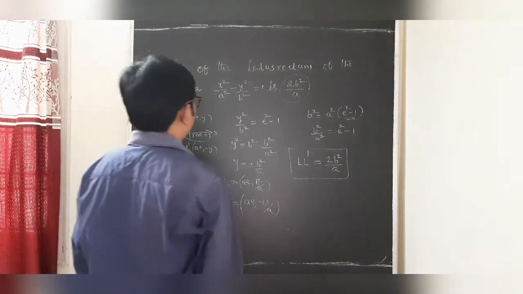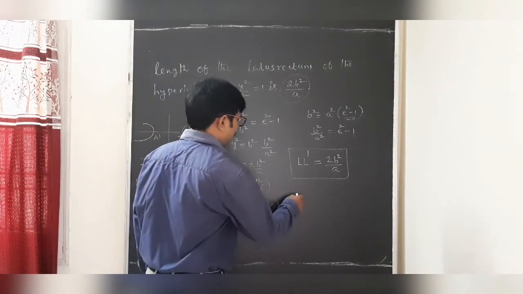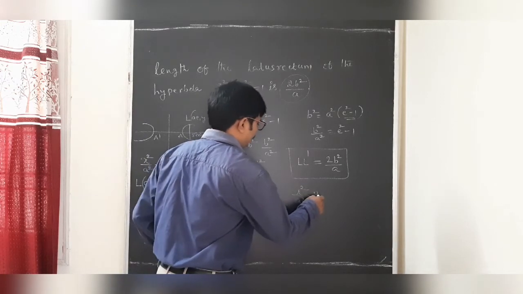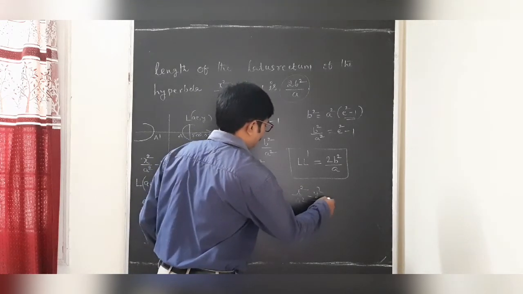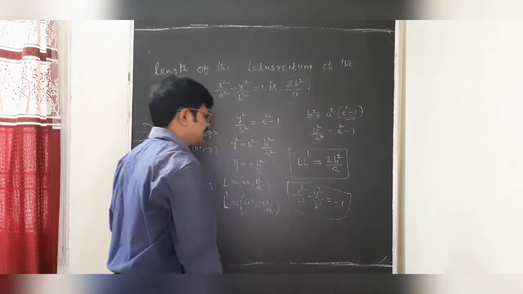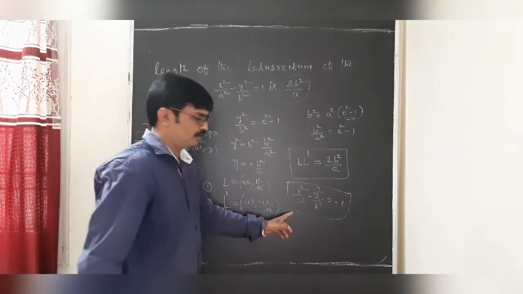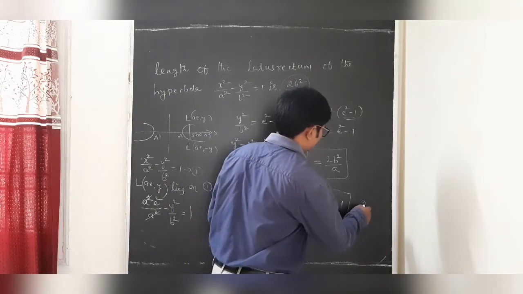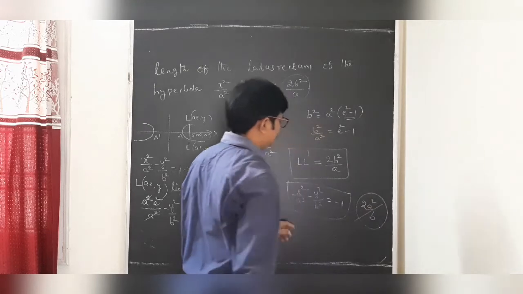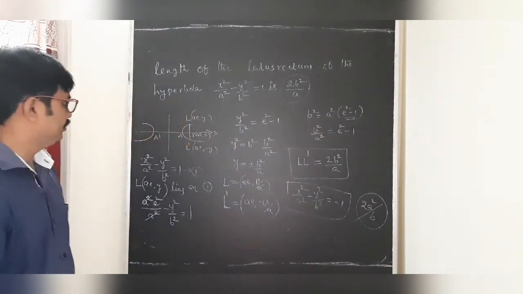The length of the latus rectum for the conjugate hyperbola, that is nothing but x square by a square minus y square by b square equal to minus 1. Okay, students, this is the conjugate hyperbola whose length of the latus rectum is 2a square by b.